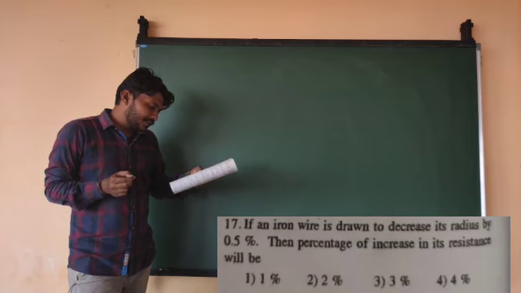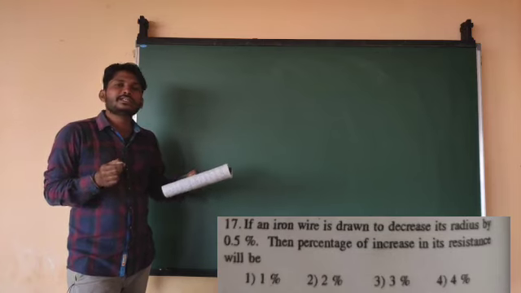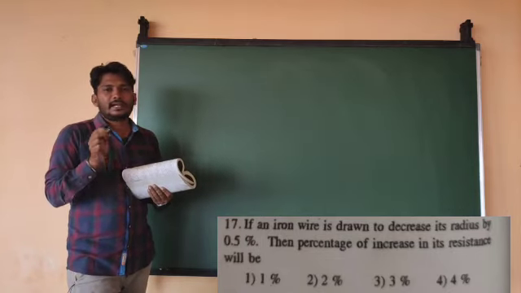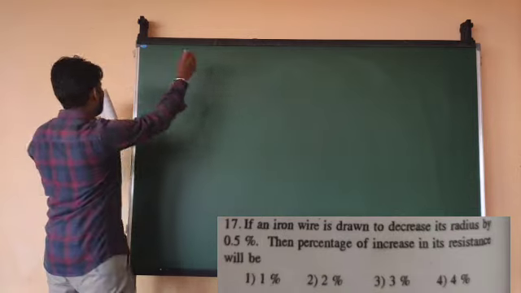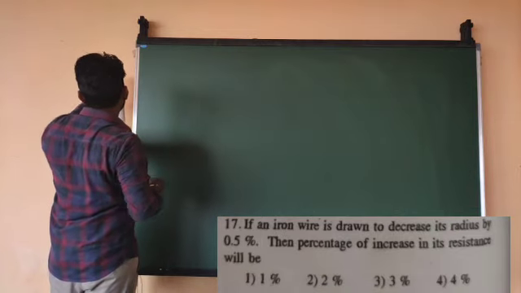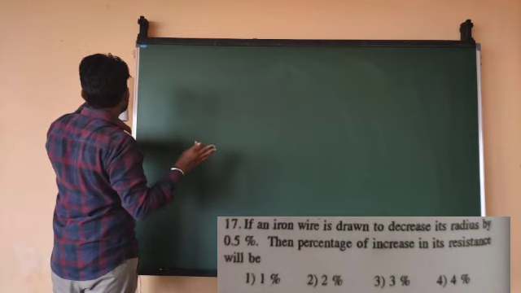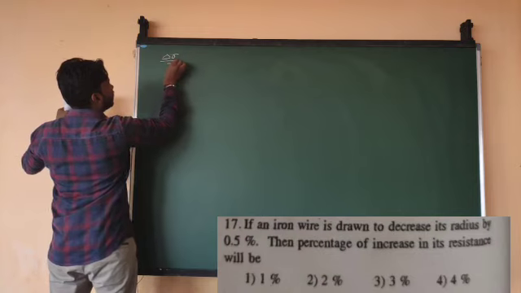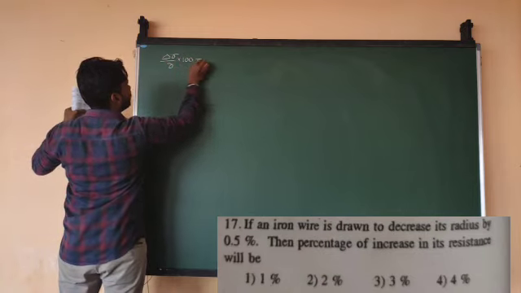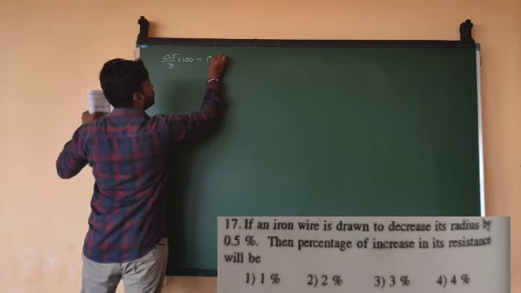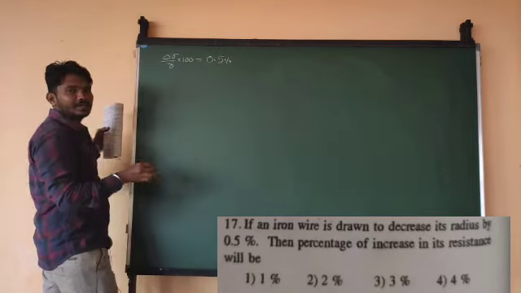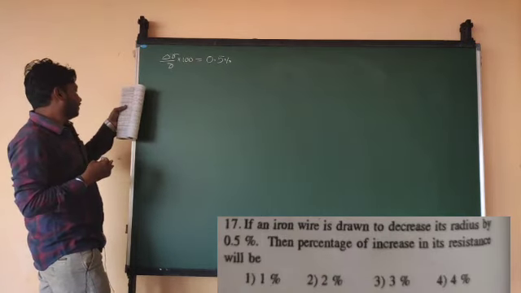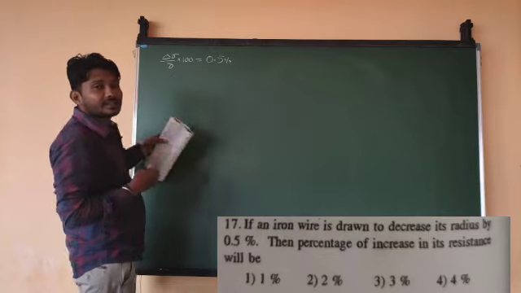If an iron wire is drawn to decrease its radius by 0.5 percentage, so an iron wire is there, I am going to reduce its radius by 0.5 percentage here. So how much radius am I going to decrease here? 0.5 percentage. Then the percentage increase in its resistance will be, so look at here, delta R by R into 100. So what's the value they have given? That is 0.5 percentage. Then how much percentage will the resistance increase here?